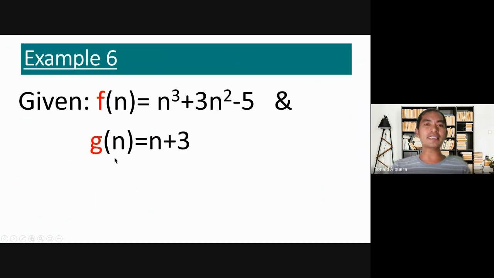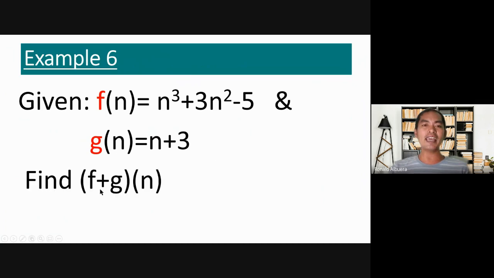Now, another example. Suppose the given function f is equal to n cubed plus 3n squared minus 5 and g of n is equal to n plus 3. Find f plus g of n. In this case, our given function has an independent variable of n. Okay? It's n. Hindi lang lahat x.